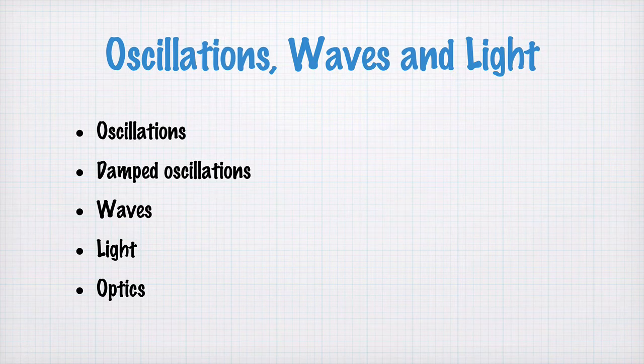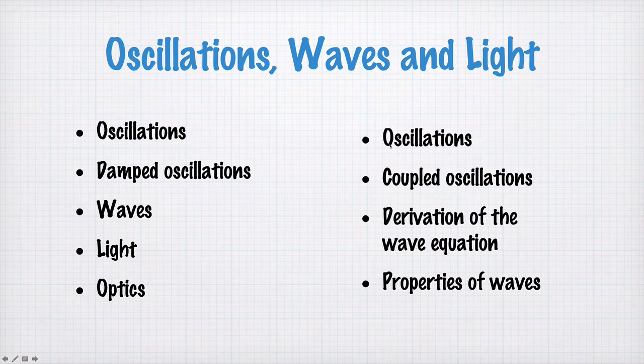And then, because it's a course on oscillations and oscillations repeat themselves, we're going to go back to oscillations and then look at coupled oscillations, a derivation of the wave equation from the coupled oscillation equations, and look at some properties of waves. So we'll be doing all of these things in moderate depth and then going back and looking at oscillations, damped oscillations and waves again in much greater depth with some more mathematics.